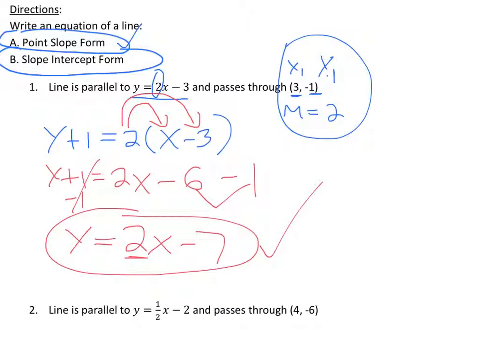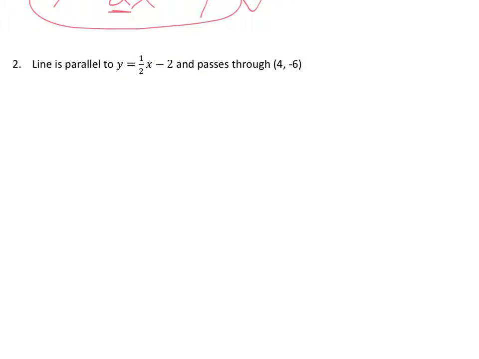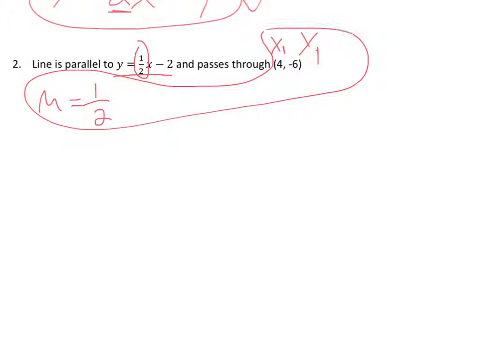Okay, let's do number 2. Alright, number 2. It's saying this is the line parallel to this line. Well, first thing I see, it's in slope-intercept form. The slope here is 1/2. So I'm going to put m equals 1/2. And the line that we want to find passes through the point 4, negative 6. So 4 is x sub 1, negative 6 is y sub 1.